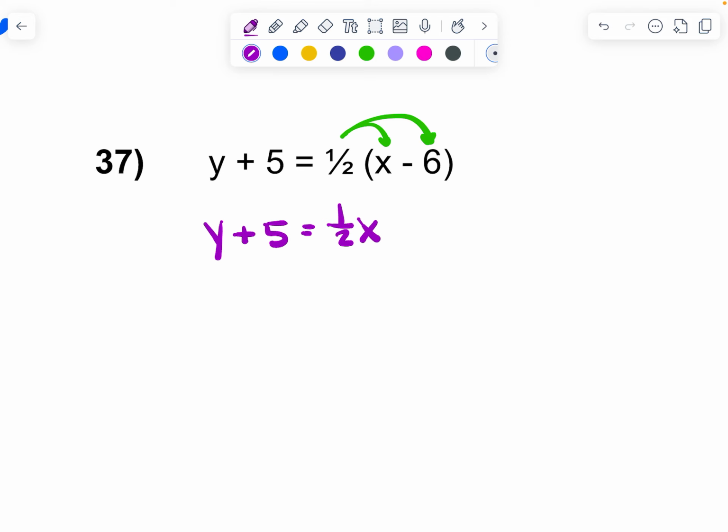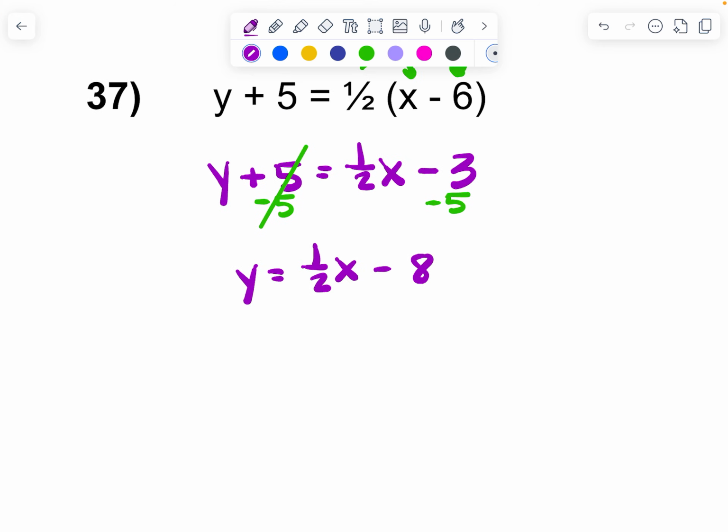So y plus 5 equals 1/2 times x is clearly 1/2 x, and half of negative 6 is negative 3. Again, feel free to use your calculator wherever you need to. All right, so we've got a couple of things we need to take care of here. I'm going to do it in the same order that most of y'all did it during class. I'm going to go ahead and get all my constants over to the right-hand side. So we're going to subtract that 5 over, which is going to give us 1/2 x minus 8.